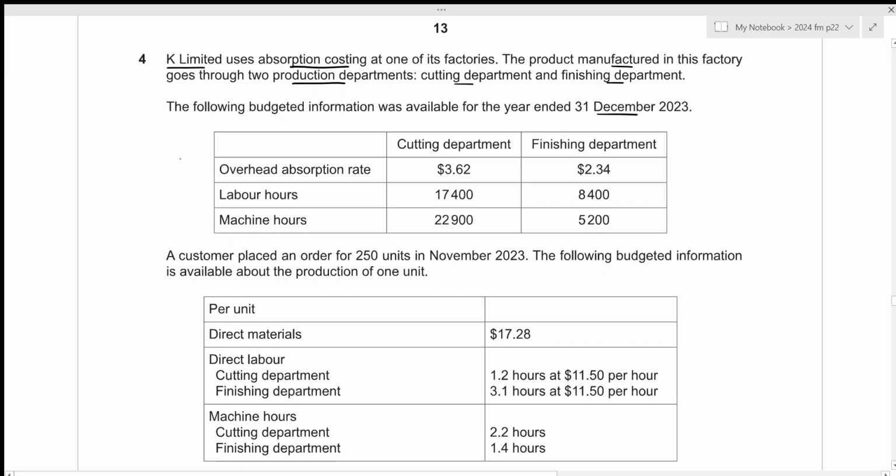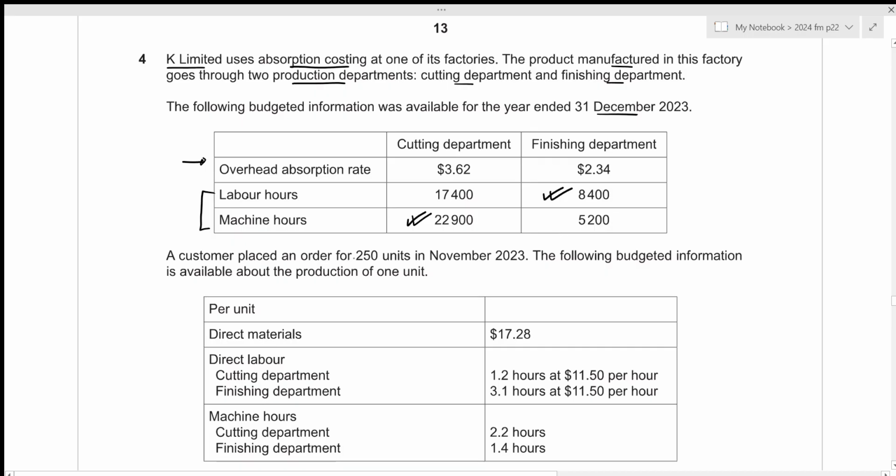So we have been given the overhead absorption rate right here for both the cutting department as well as the finishing department. Now the first thing we need to do is figure out the basis for this overhead absorption rate. Remember that our basis will be the higher of the budgeted labor hours and the budgeted machine hours. So for cutting department, we can see that clearly machine hour is the higher one. So the basis for overhead absorption rate for the cutting department will be machine hours. And for the finishing department, we can see that the labor hour is greater than the machine hour, which means that the basis for overhead absorption rate for the finishing department is going to be labor hours.